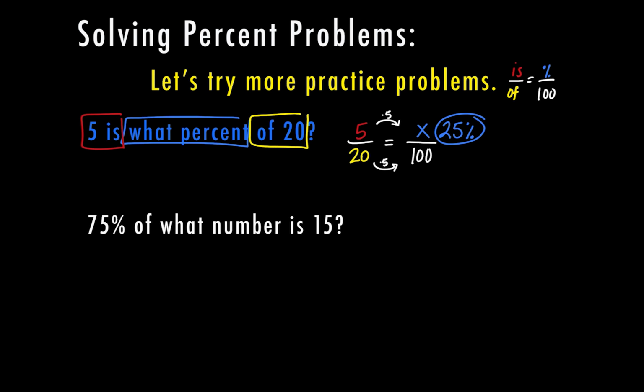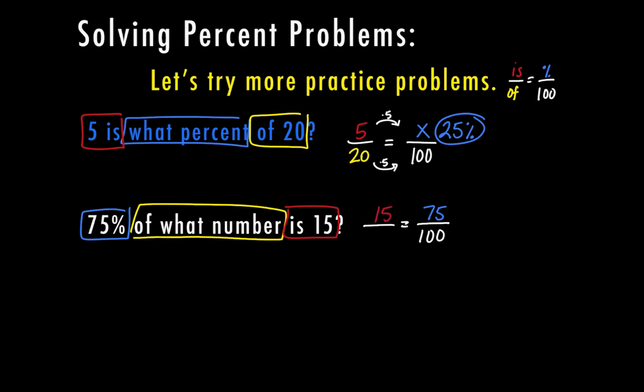The next one says 75% of what number is 15? So again, we have a percent sign this time, so I know that 75 is going to be my percent. So that means I'm going to be looking for my is or my of. Well, if I read the rest of the problem, it says 75% of what number is 15. So in this case, 15 is my is, and x is my of. Go ahead and take a minute, pause the video, and see if you can solve this one.